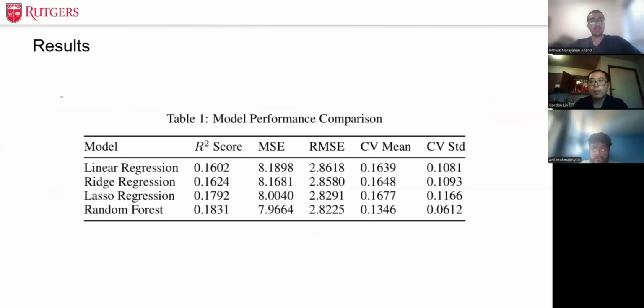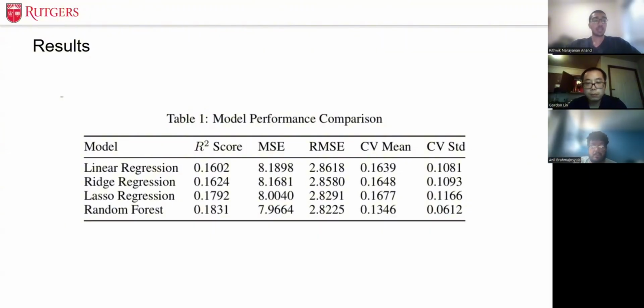So this is our results among all evaluated models. Random Forest was the best one. It achieved the best performance with the highest R squared and the lowest prediction error. However, even the best model explained only about 18% of the variance in student grades.